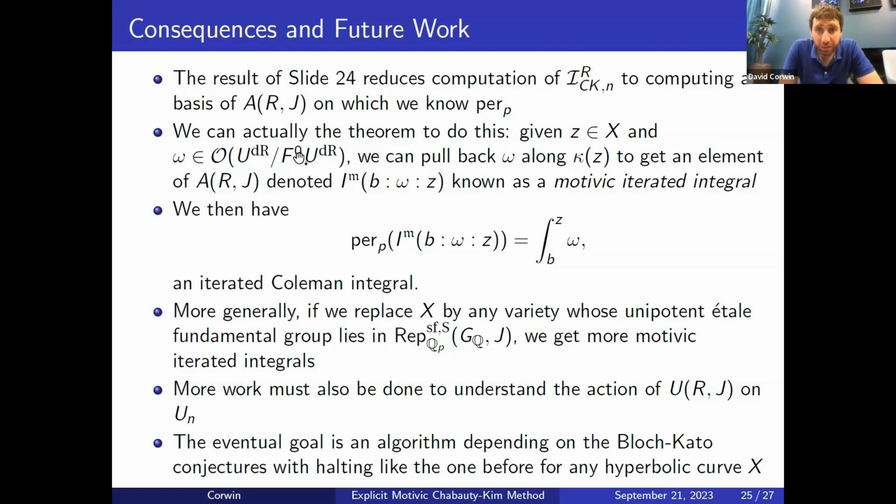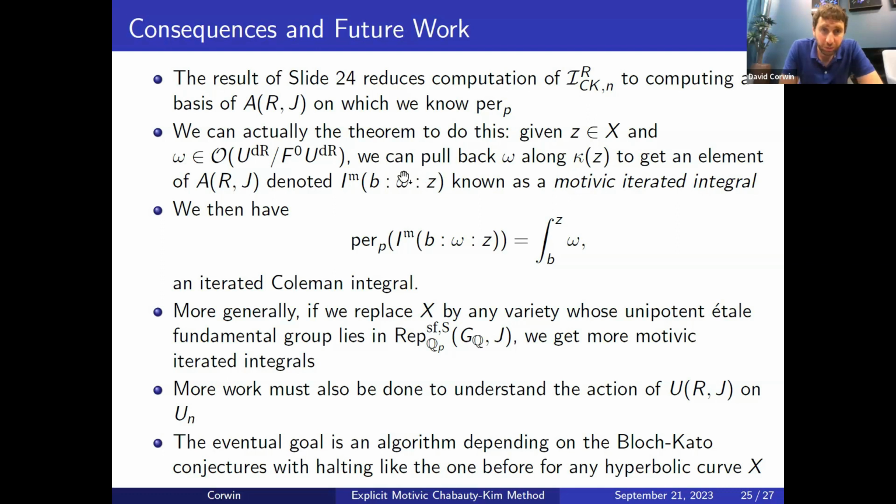Okay, so what we can do is, well, kappa of Z is a point on the Selmer variety. In other words, it gives a cocycle. The cocycle is a map from U_RJ to U mod F0. So we can then pull back omega along kappa of z, along this cocycle, to get a function on U_RJ, also known as an element of A_RJ.